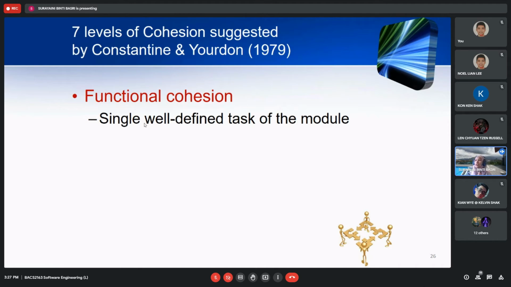So when you are choosing what type of cohesion you want to implement in your system, you can choose functional cohesion, because functional cohesion is the best among the 7 levels of cohesion suggested by Constantine and Yourdon.